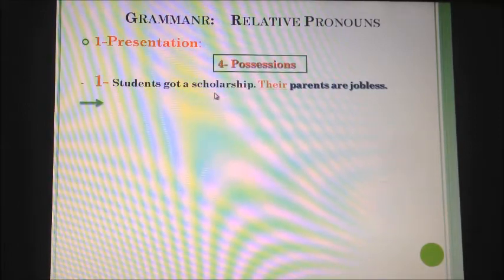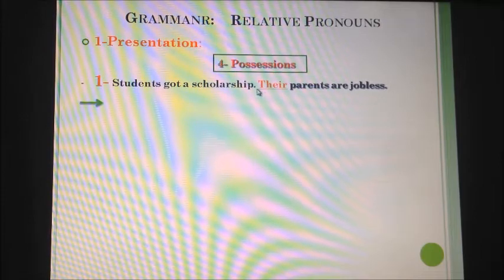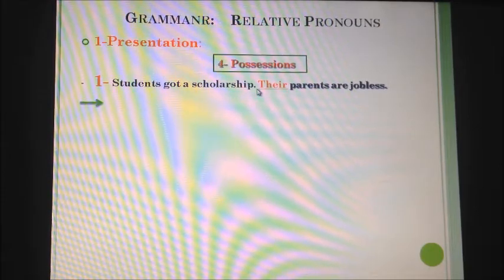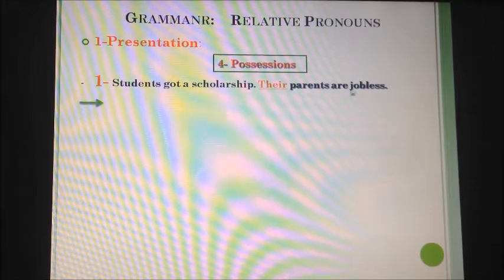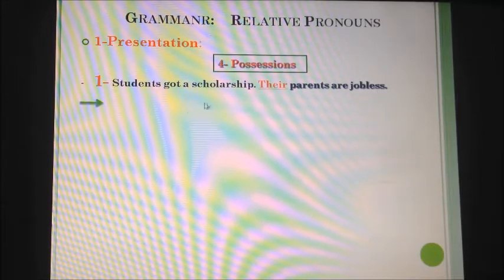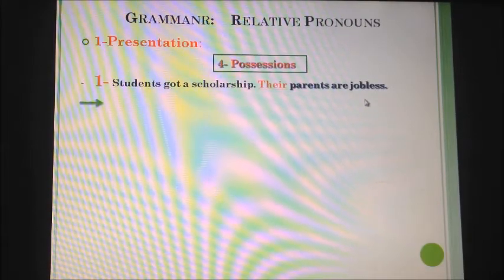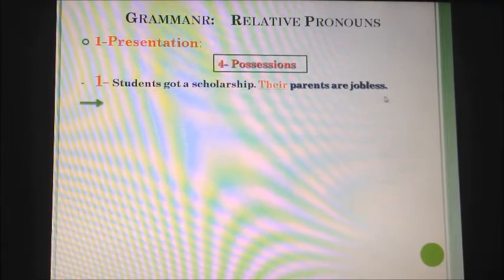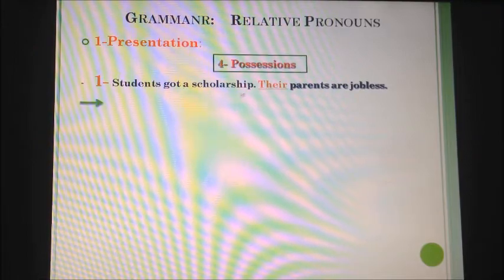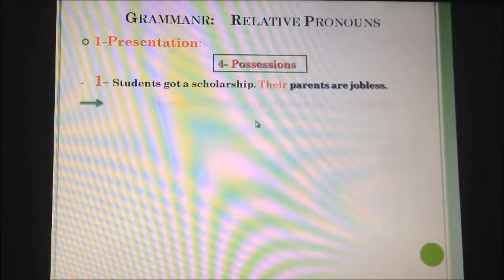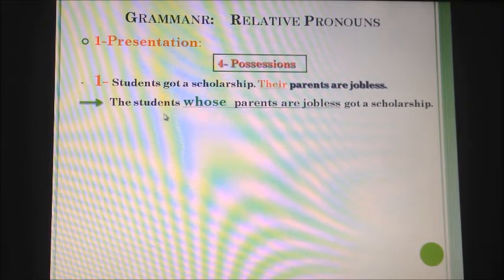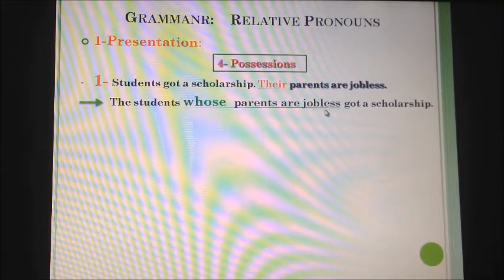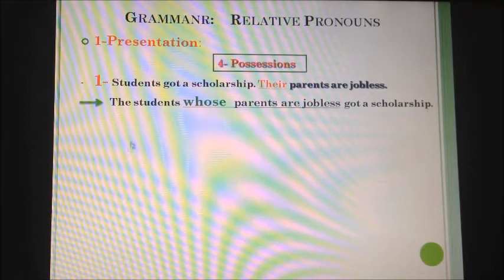Students got a scholarship. Who are we talking about? All students? It's only students whose parents are jobless. Now notice here the subject is students who got the scholarship, and it's their parents who are jobless, not the students. So it's different subjects. So the relative pronoun would be: the students whose parents are jobless got a scholarship.